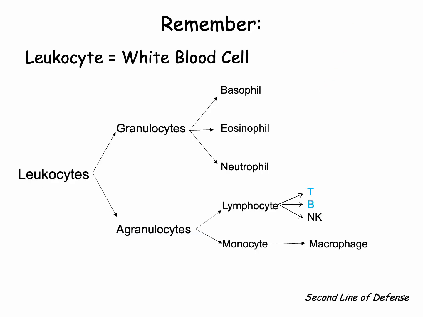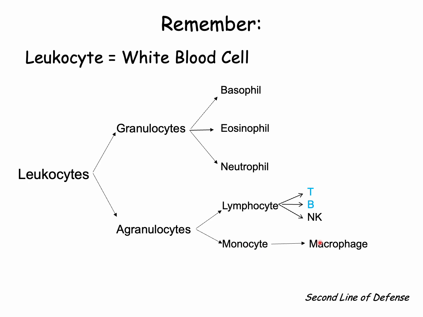So let's put everything together that we just talked about over those last few slides. So remember, a leukocyte is a white blood cell. Those are interchangeable with each other. Leukocytes are broken down into two groups called granulocytes and agranulocytes, and it's just based on what they look like under the microscope, whether it looks like they contain granules or not. The types of granulocytes include basophils, eosinophils, and neutrophils, with neutrophils being the most abundant white blood cell you have in your body. And then agranulocytes include lymphocytes and monocytes.